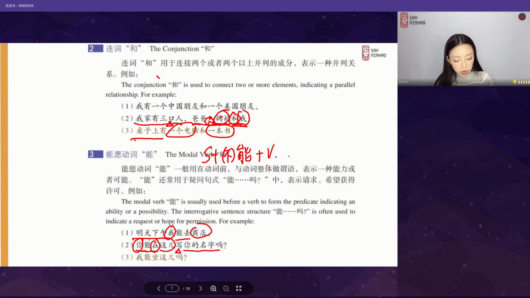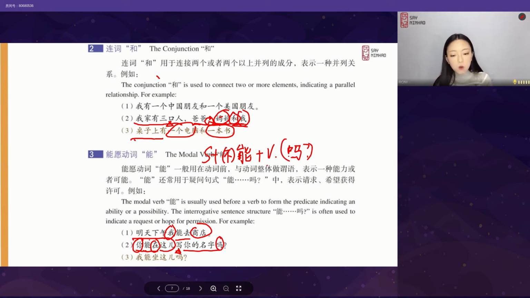Okay, can you write here? So this is the question. So if you want to ask a question by using 能, then you just need to put a ma after this sentence and put a question mark after it. Okay, this is the question, interrogative form of 能.